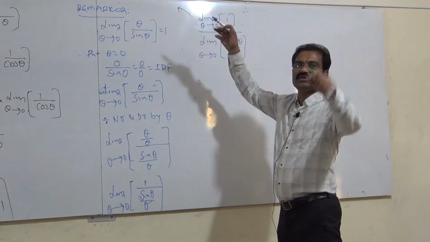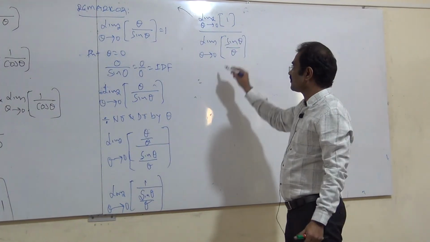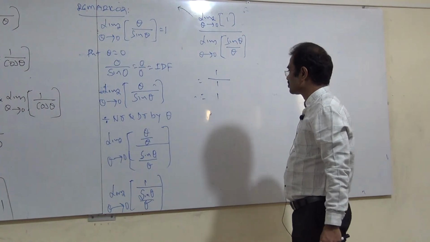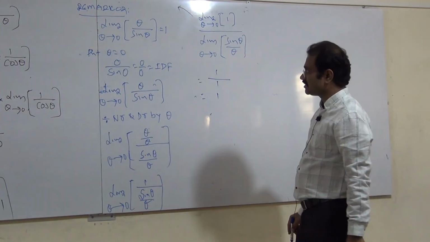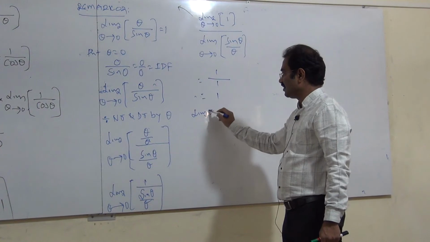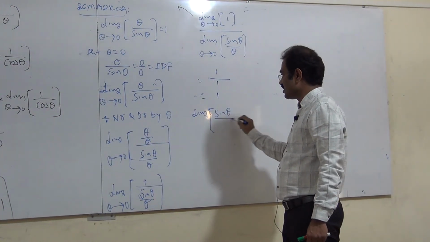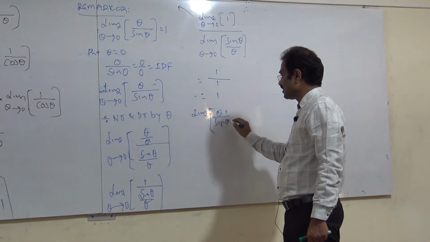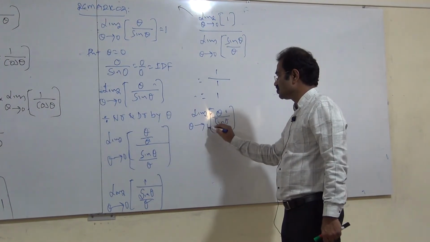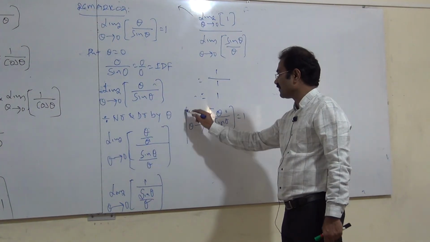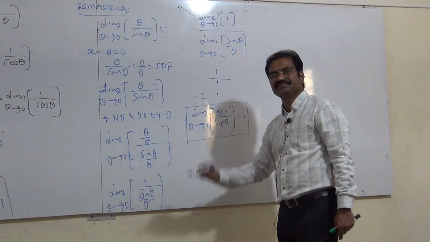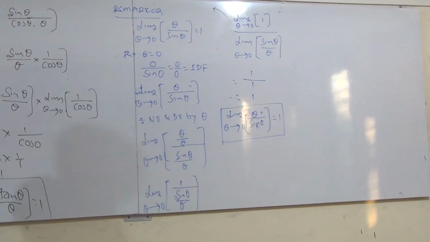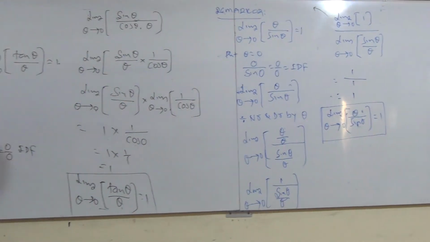Therefore constant, it will not be affected, therefore its value is 1, and it is our theorem, it is 1, therefore it is how much? 1. Hence we write limit of theta divided by sin theta as theta tends to 0, it is also equal to how much? 1. This is the next one. I write it here.